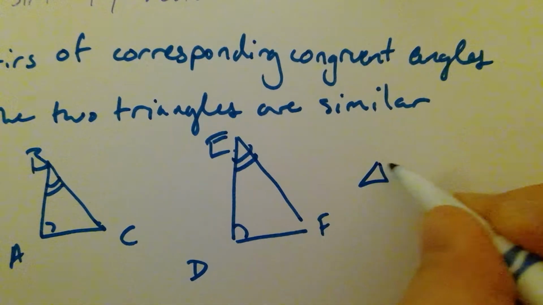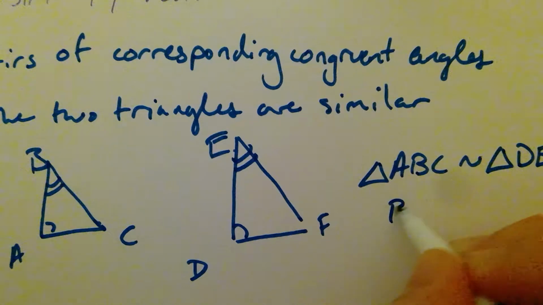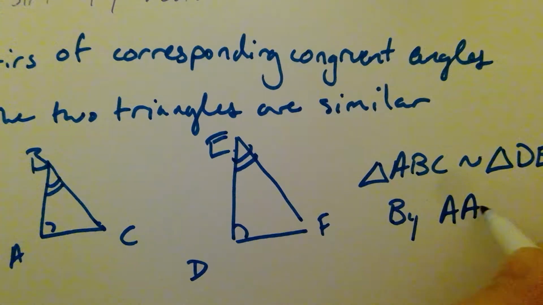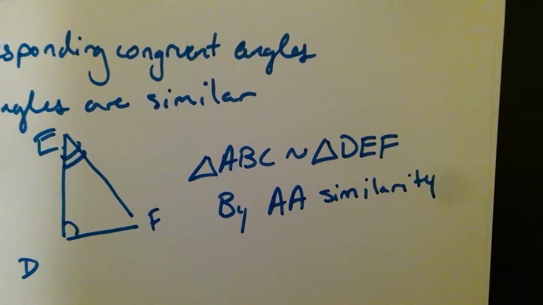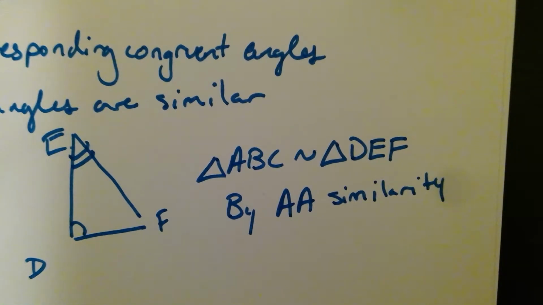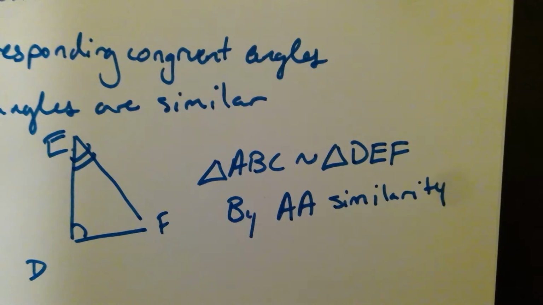So we have triangle ABC is similar to triangle DEF by angle-angle similarity. So if I was finishing up my proof, I would end it with triangle ABC similar to triangle DEF by angle-angle similarity.